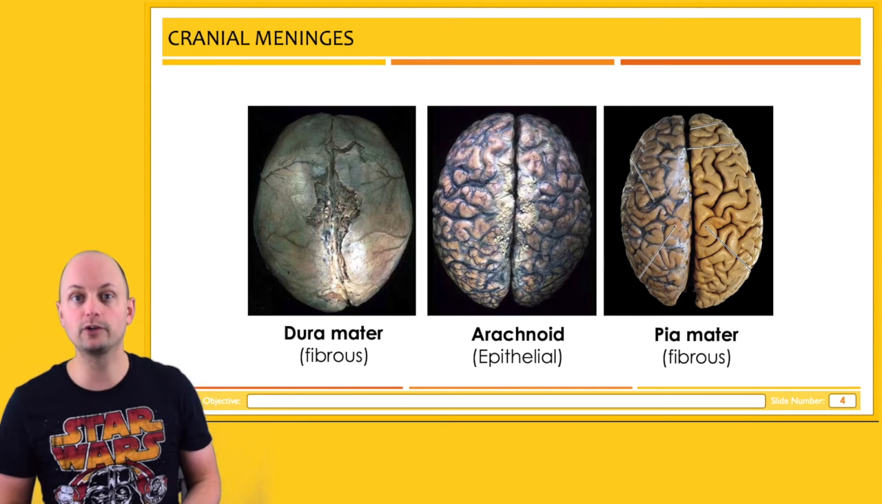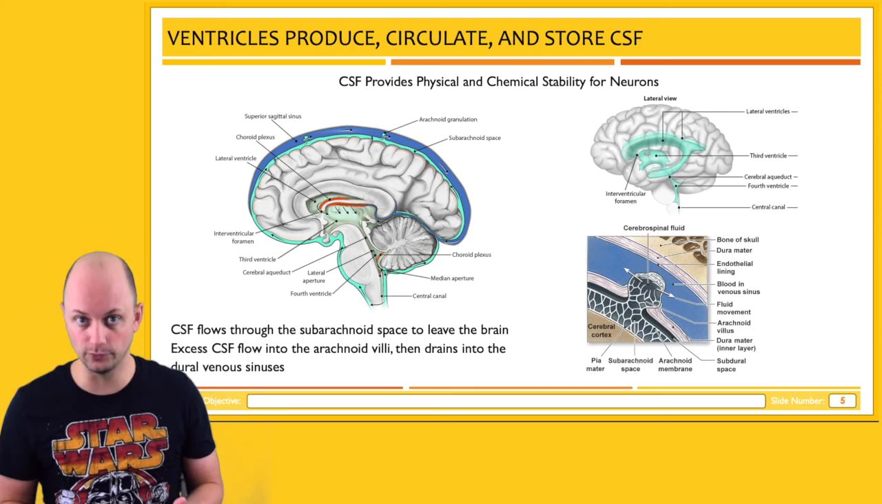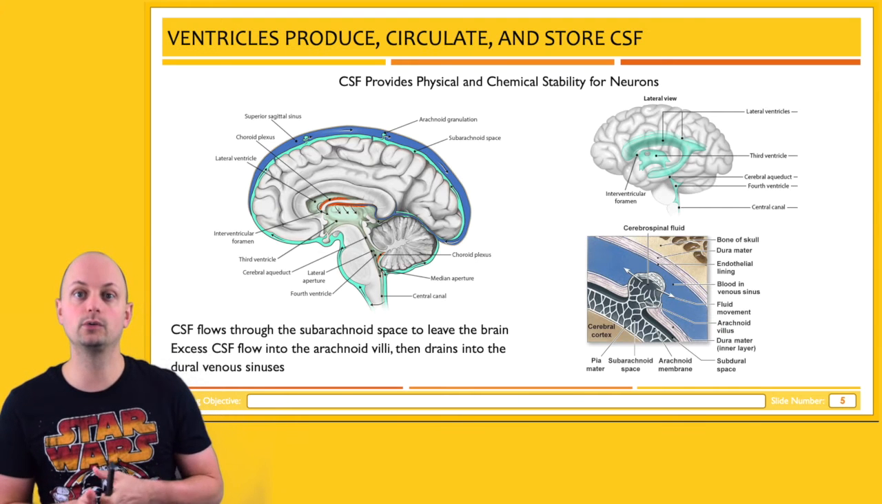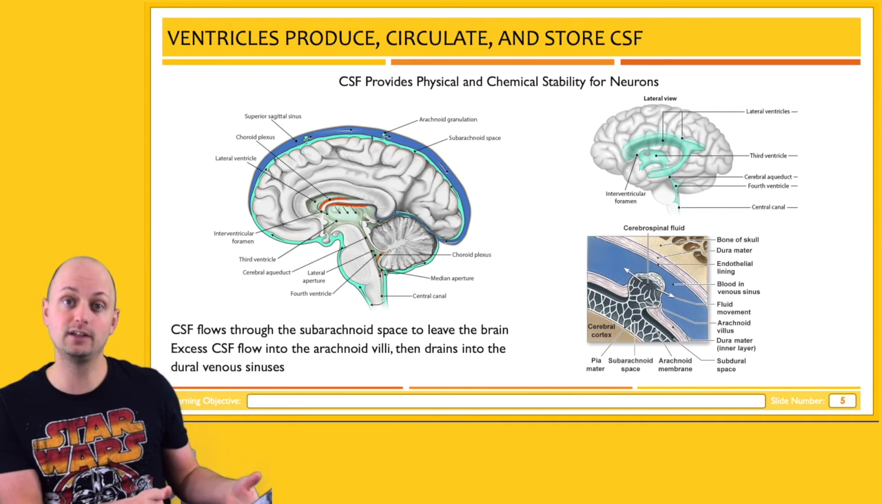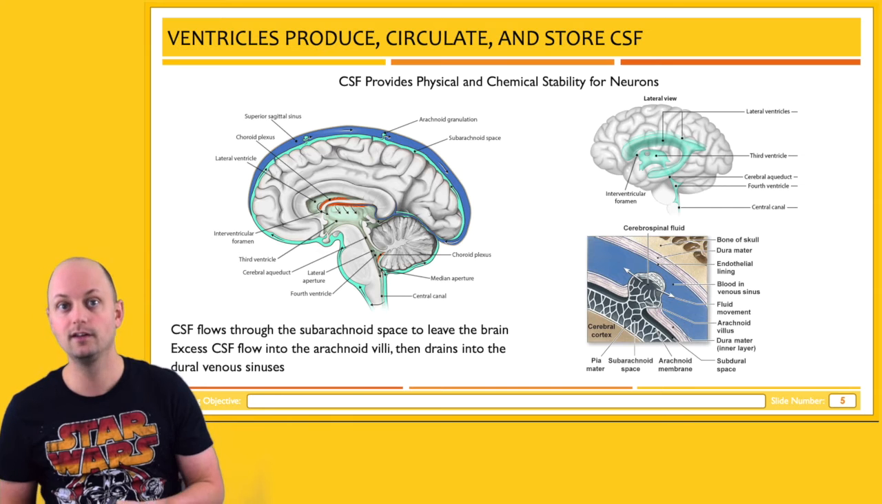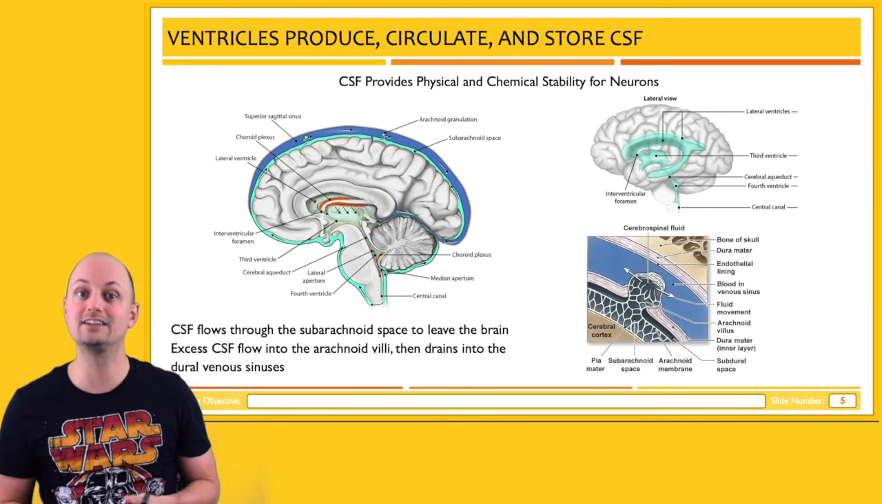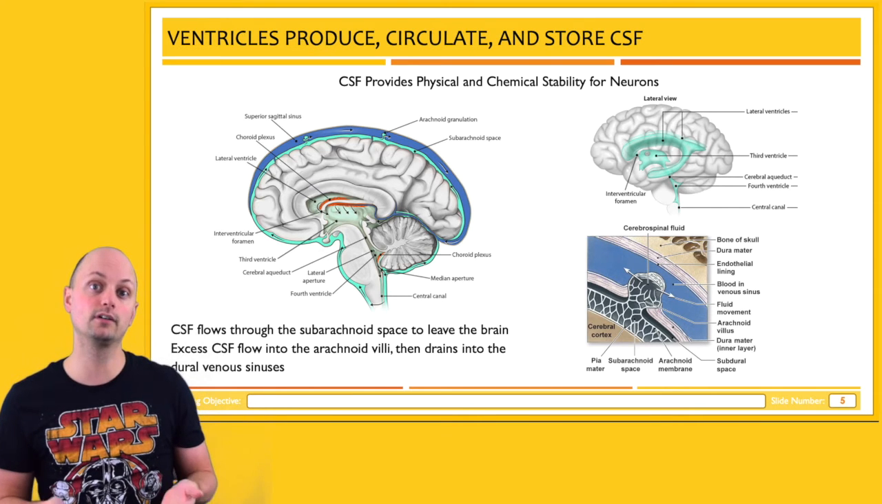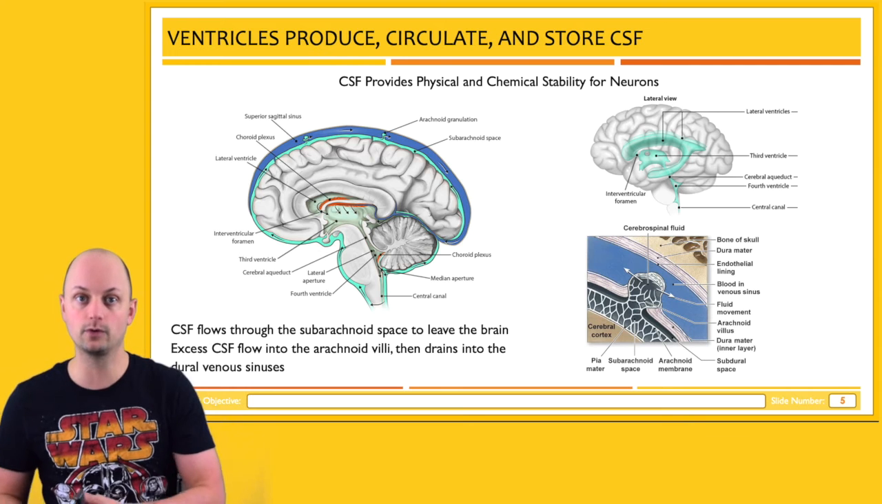Now, the cerebrospinal fluid is the interstitial fluid of the brain. So given what we know from our membrane potential unit and from the neurophysiology unit, the composition of CSF can directly impact the function of neurons in both the brain and the spinal cord.